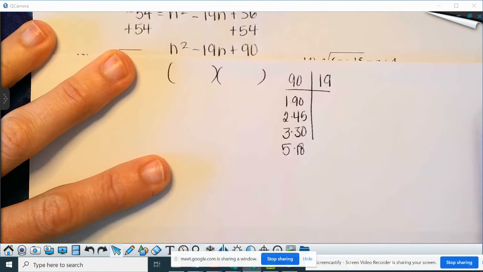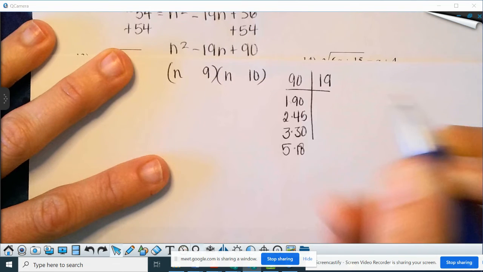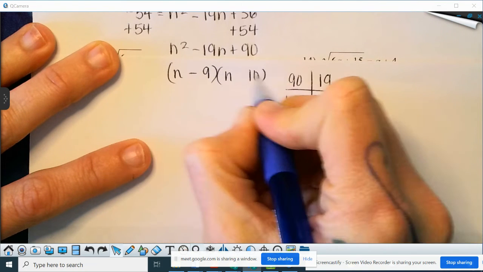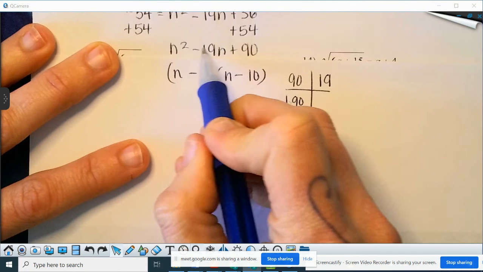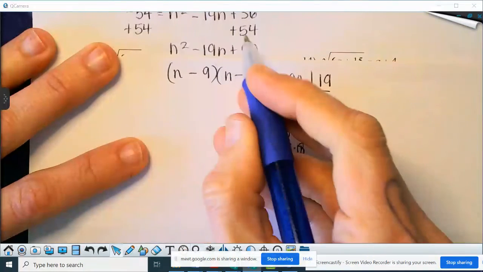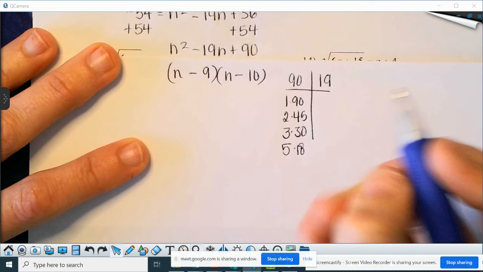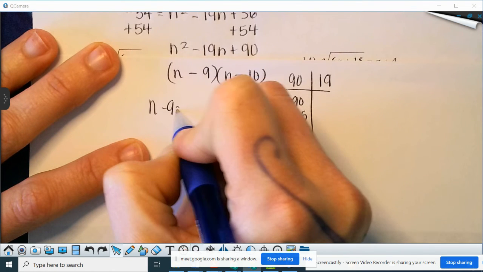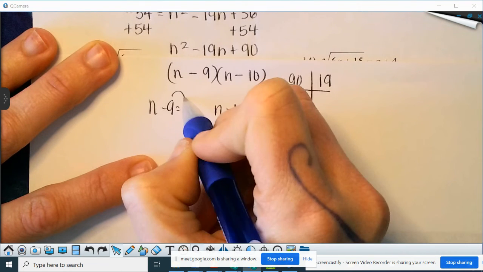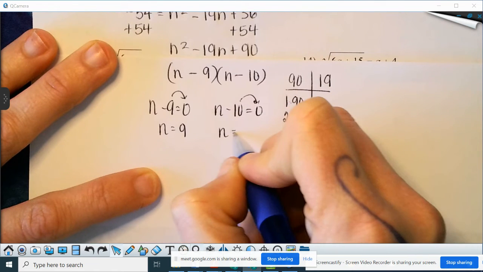So it's going to be n, 9, and 10. The middle is negative, so actually they both have to be negative, sorry. I get to a negative 19. Since it's negative, and they have to multiply together to give me a positive 90, and we know a negative and a negative gives us a positive. If you add those two negatives together, we still get that negative 19. Then we're going to check it, or we're solving it. So setting it equal to 0. So n equals positive 9, and n equals positive 10.